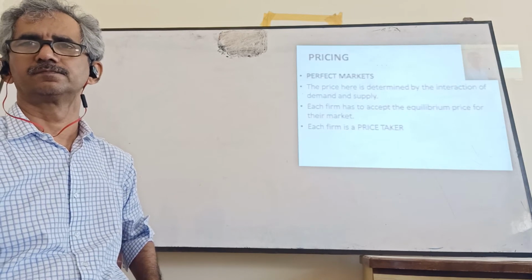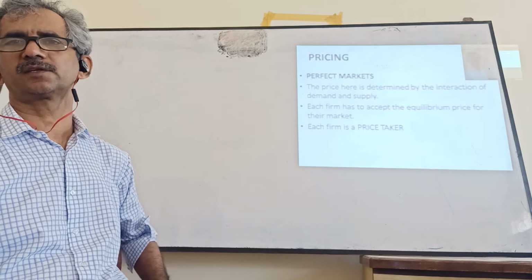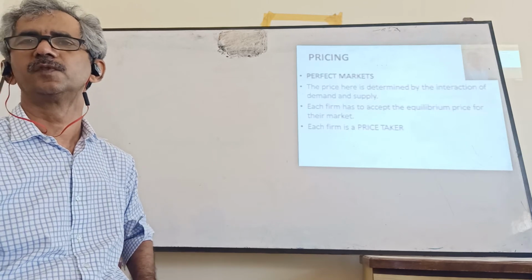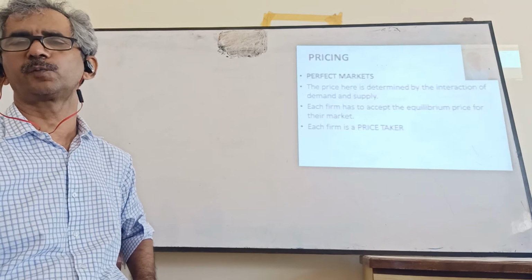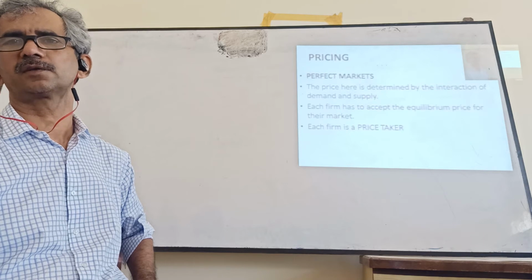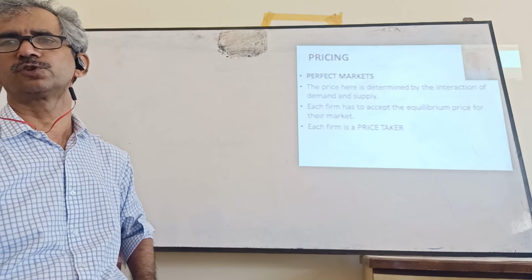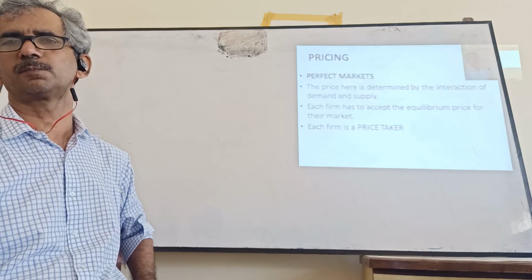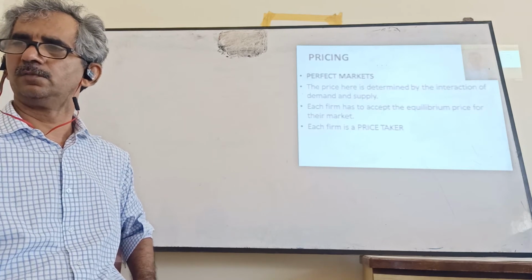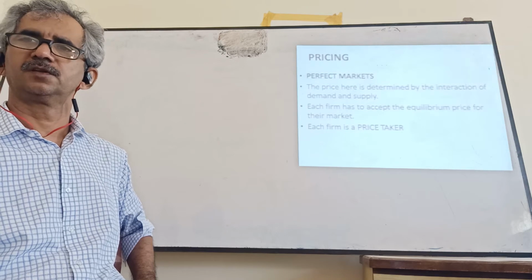The pricing. The pricing in perfect markets: the price here is determined by the interaction of demand and supply. How are prices determined in different types of markets? In the perfect market, the price is determined by the interaction of demand and supply. Each firm has to accept the equilibrium.